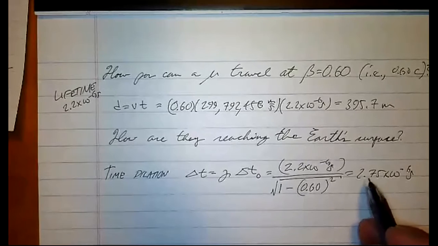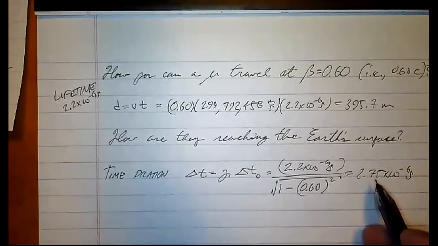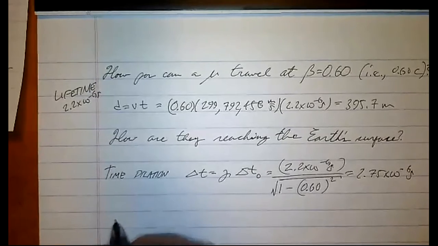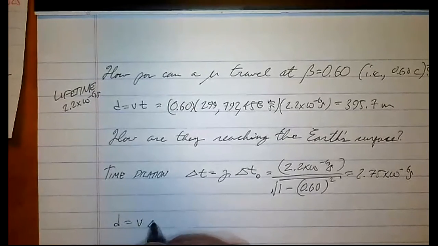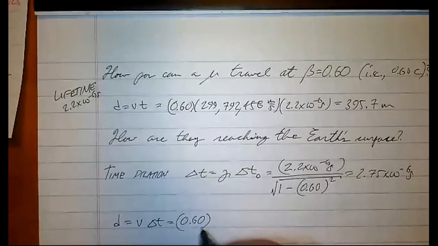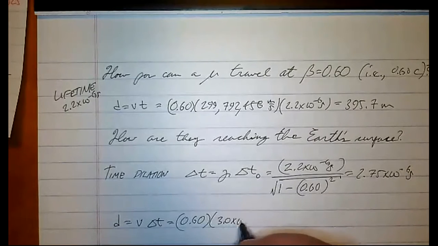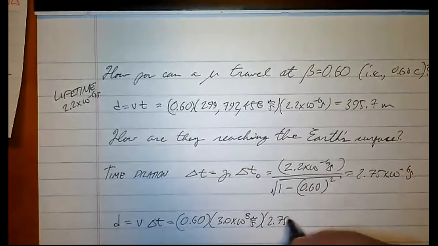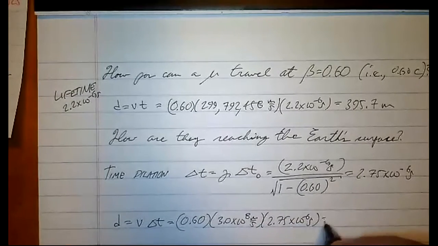So we say its lifetime is actually 2.75 microseconds instead of the 2.2. And in fact, using 2 sig figs, you really should round that up to 2.8. But now we can look and say, oh, well, distance is equal to velocity times delta t. Now we get 0.60 times, let's just call it 3.0 times 10 to the 8th meters per second instead of writing all those digits. And now I'm going to say times 2.75 times 10 to the negative 6 seconds. And hopefully that'll give us something 1500 meters or larger.